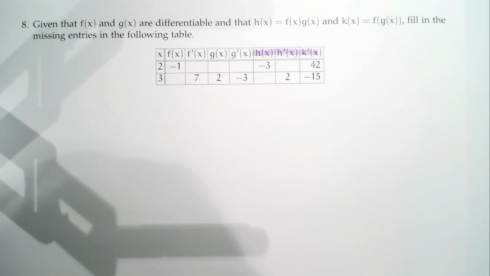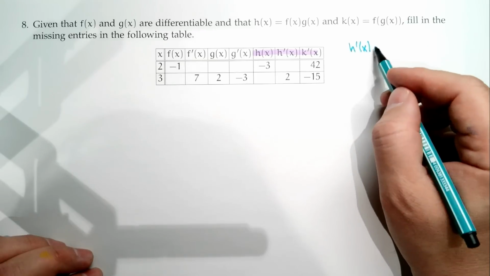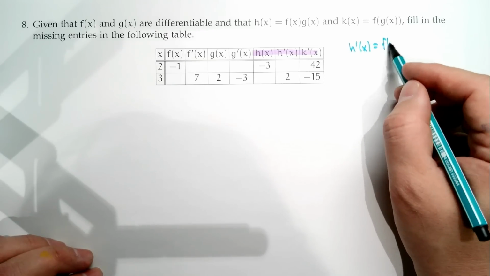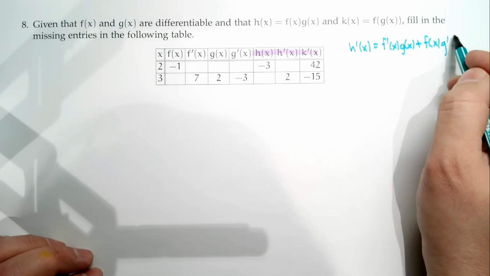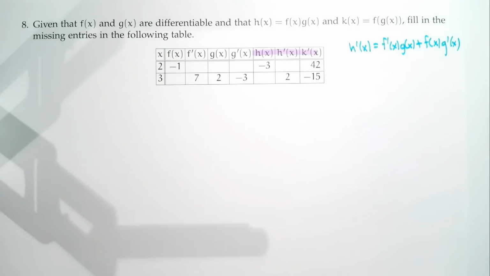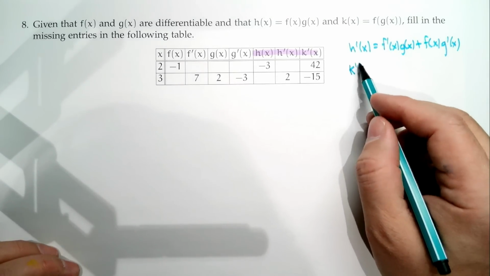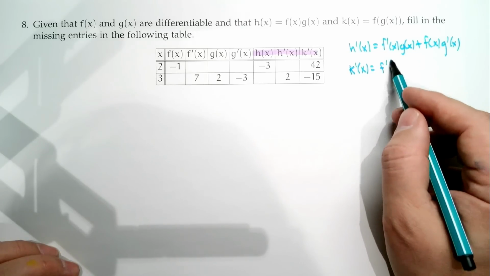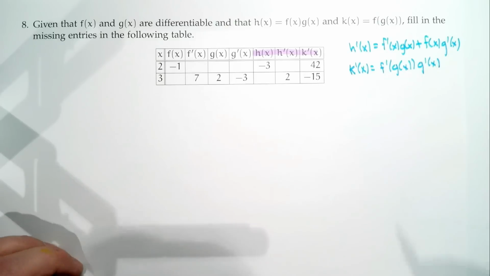So we should make some notes here. We can say, well, h prime of x is equal to f prime of x times g of x plus f of x times g prime of x. In other words, it's the product rule, and the product rule is a super important rule. So we want to make sure we know that. k prime of x is f prime of g of x times g prime of x.